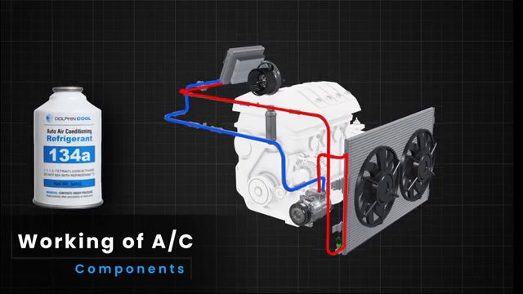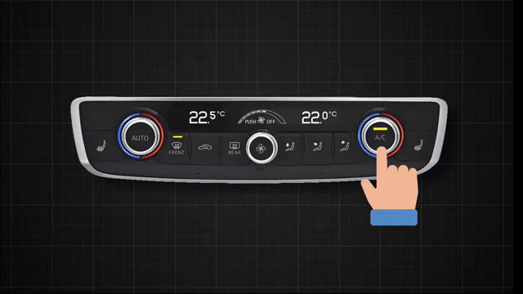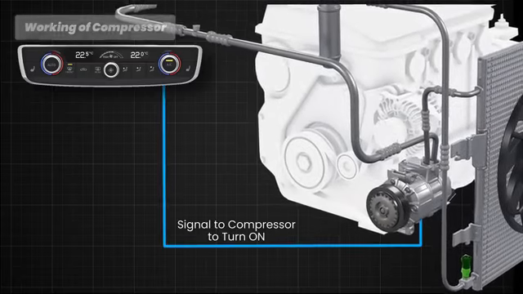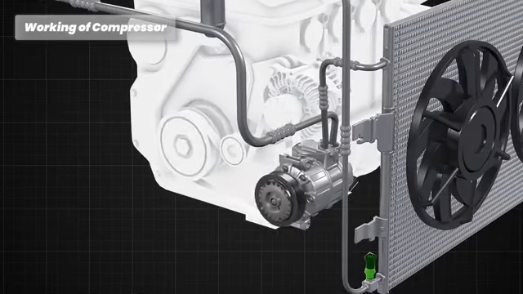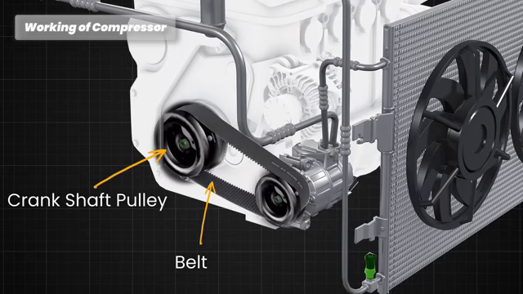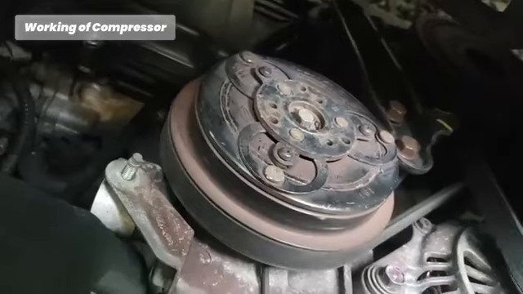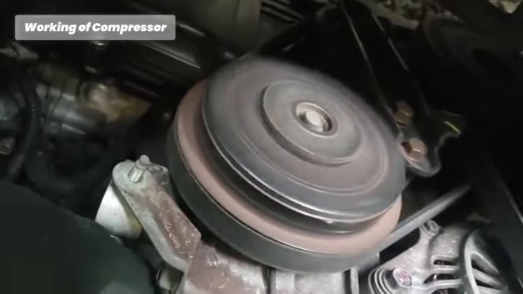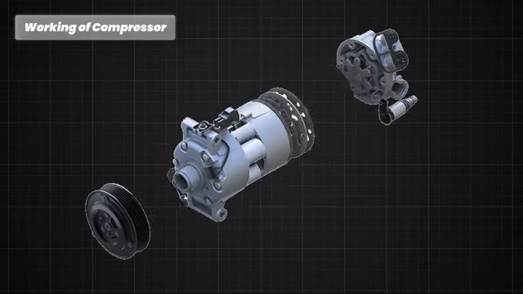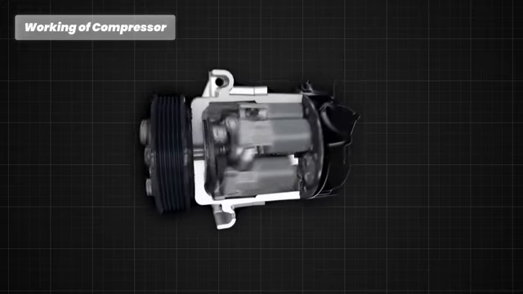Let's see how it functions together. When the AC is turned on, the climate control unit sends a signal to engage the AC compressor clutch. The compressor is typically belt-driven, meaning it is connected to the engine's crankshaft pulley via a belt. As the engine runs, it drives the compressor, providing the mechanical energy necessary to compress the refrigerant gas. The compressor consists of one or more pistons housed inside cylinders, which compresses the refrigerant gas.